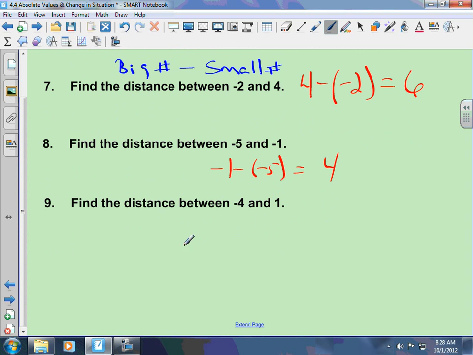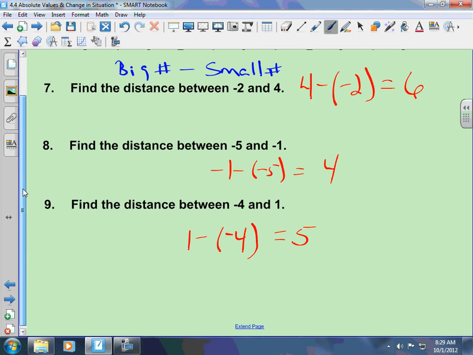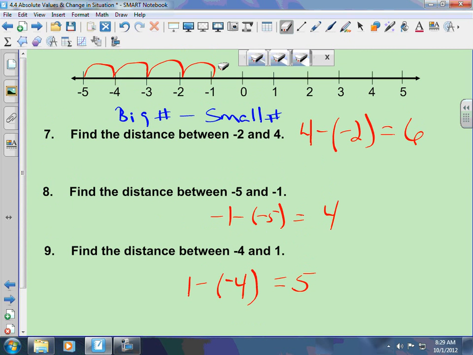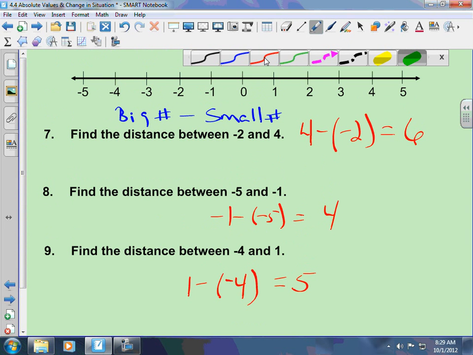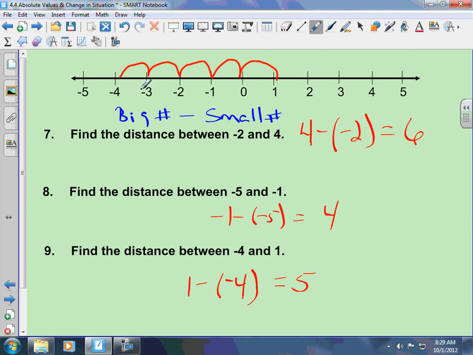Of course, number 9, big number minus small, equals 5. The distance between 1 and negative 4, 1, 2, 3, 4, is 5. But if you remember big minus small, you'll always get the right answer.